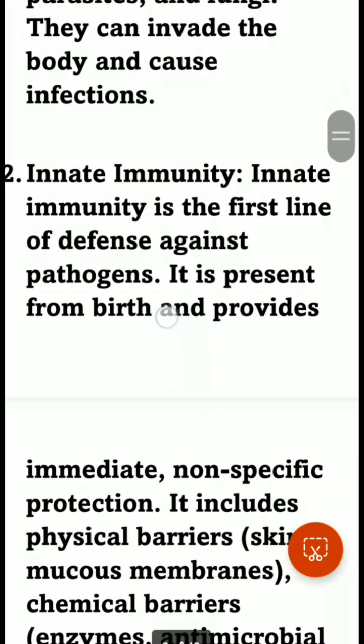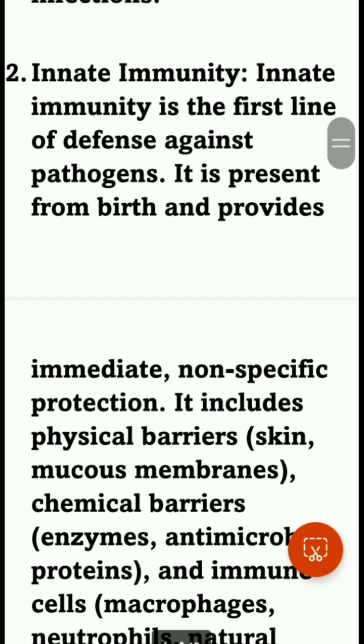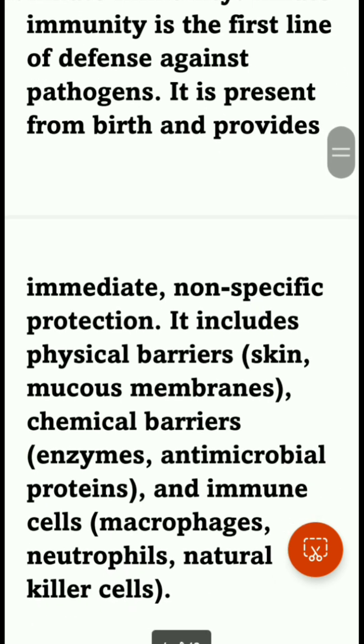First one, innate immunity. Innate immunity is the first line of defense against pathogens. Whenever a pathogen or disease enters our body, the first defender is innate immunity. Whenever a complaint is raised against the pathogens or disease or virus in our body, innate immunity will take action against it. It works like the protector of the body. It is present from birth and provides immediate non-specific protection.